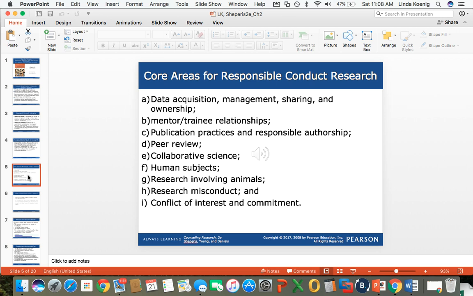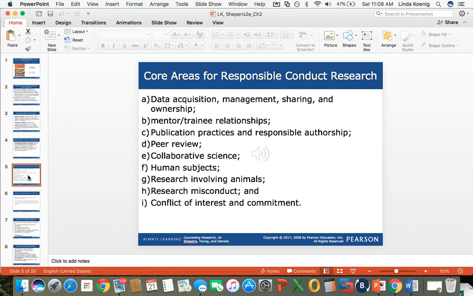Let's see, collaborative science, human subjects, you're going to learn a lot more about when it comes to the National Institutes of Health, so I'm not going to go into that too much. Research involving animals, we don't do a whole lot of that as counselors. Research misconduct, this is one of the areas that we try to police ourselves on because we don't want folks engaging in misconduct around research issues.